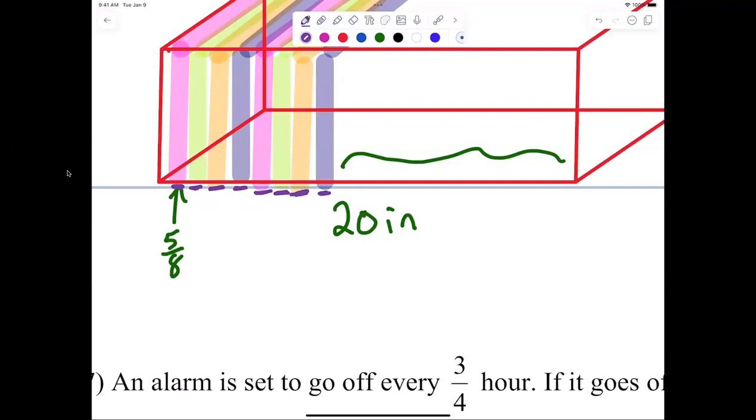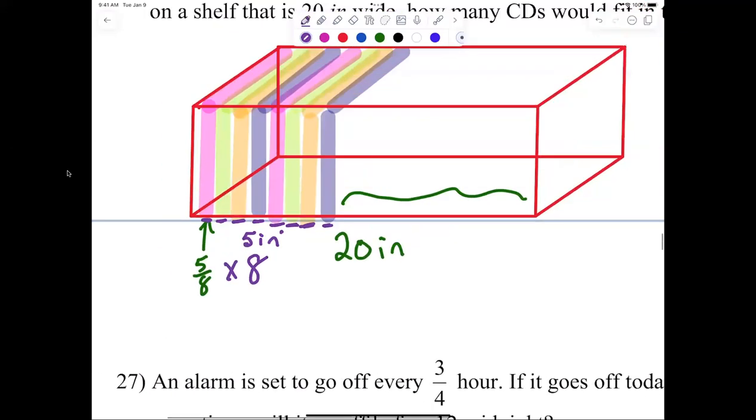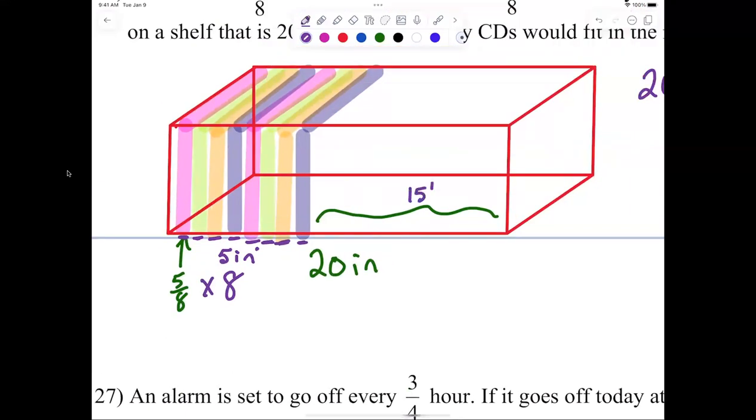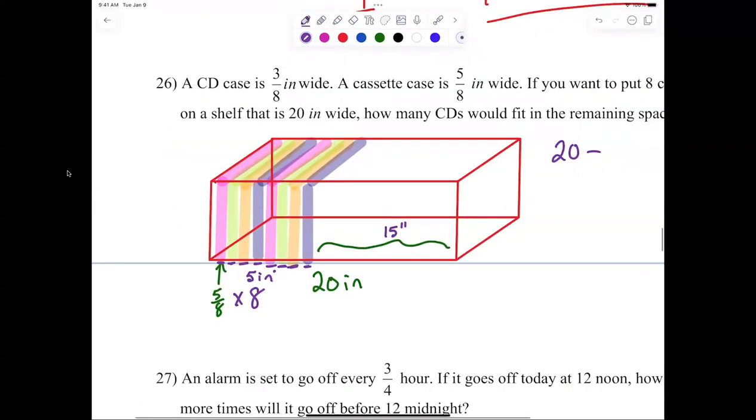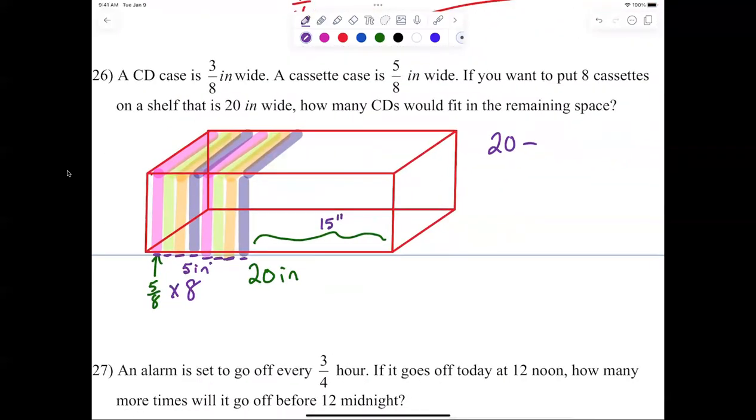Yes, I need everybody to come down here. 5/8 times 8. 5/8 times 8. And that's what? I'm waiting for the answer. You're right, it is 5. So I've used how much so far? 5. I've used 5 inches. So how much is left? 15 inches is left. So I have 15 inches of space left on my cabinet or on my shelf. So how many CDs can I put up there?